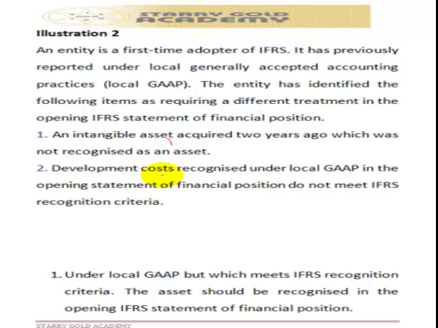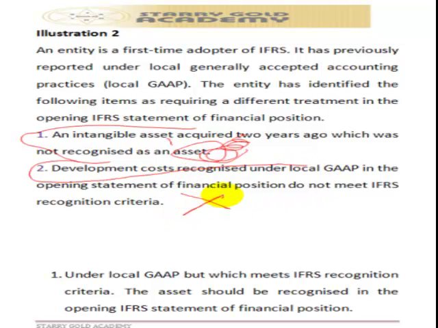The second one is developmental costs recognized under local GAAP in the opening statement of financial position that do not meet recognition criteria. When you are converting this into IFRS now, this intangible asset that was acquired but not recognized under local GAAP, under IFRS this intangible asset should be recognized. That's the solution. It should be what? Recognized. But meanwhile, this developmental cost that does not meet the criteria for recognition, such developmental cost should be derecognized. It should not be recognized. This should be recognized. Why this should not be what? Derecognized.